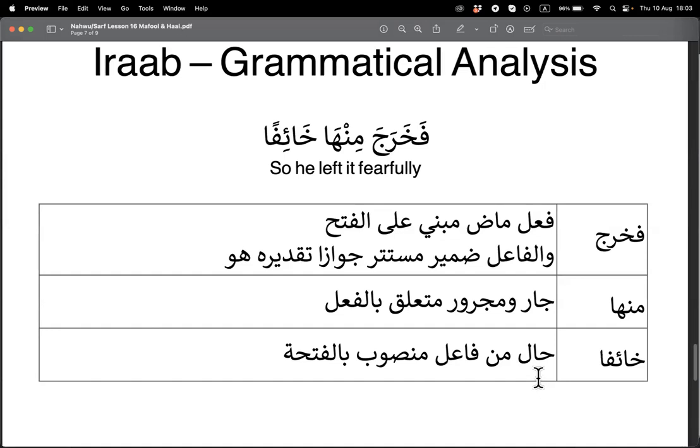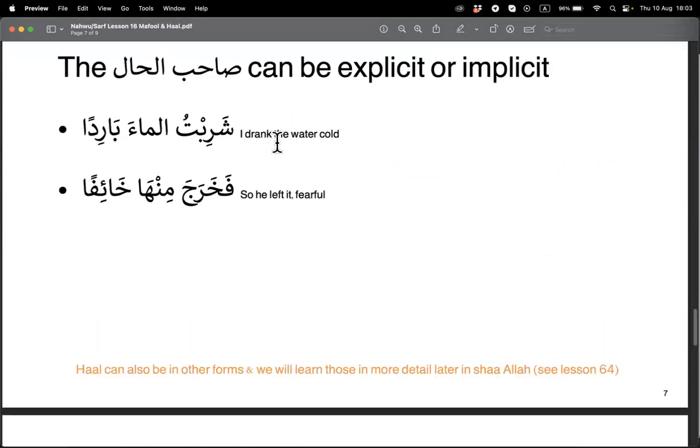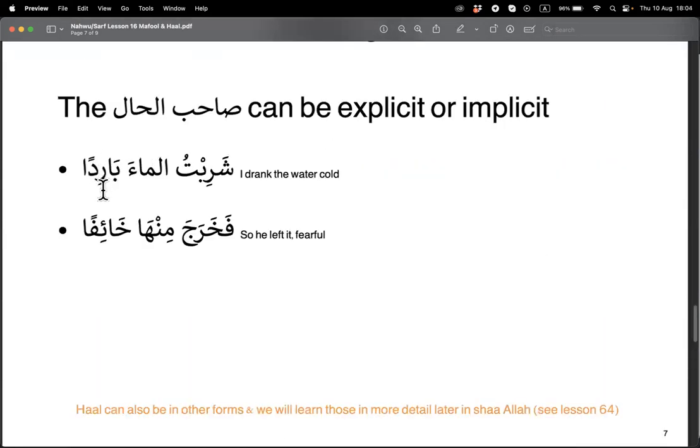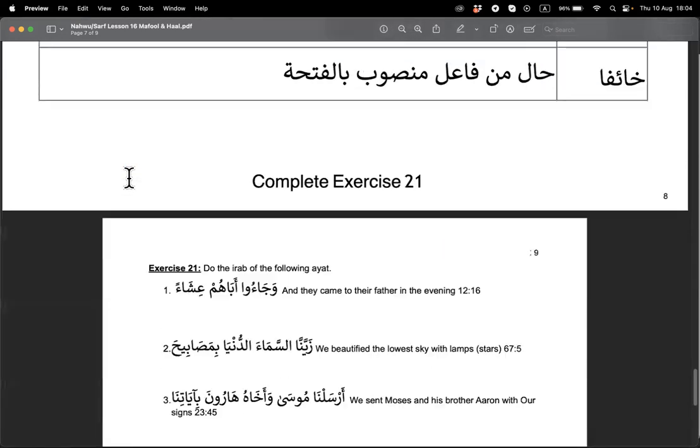Whenever you say hal, it's actually enough, but it's better that we make it clear who it is describing. Here it is describing the huwa inside, so we say hal min fa'il, and then of course it is mansub bil fathah. If it was this word just now, baridan, we will say hal min what? What is it describing? The water. The fa'il or the maf'ul? Exactly, the maf'ul. So you can say hal min maf'ul, or you can quote this word al-ma'a. Clear? Okay. Now we can do some exercises, inshallah.